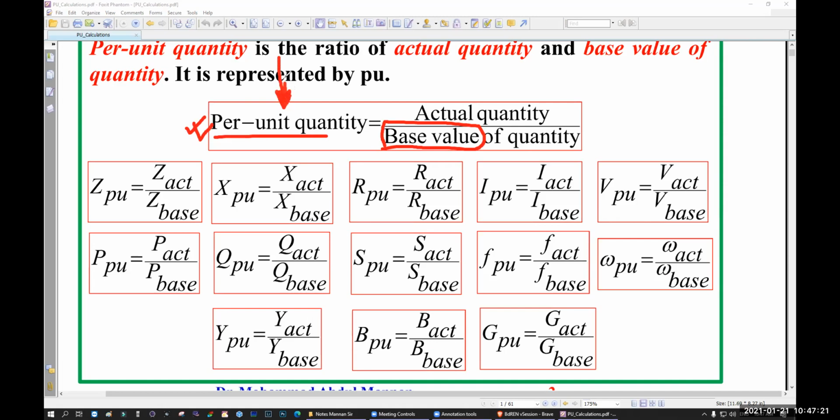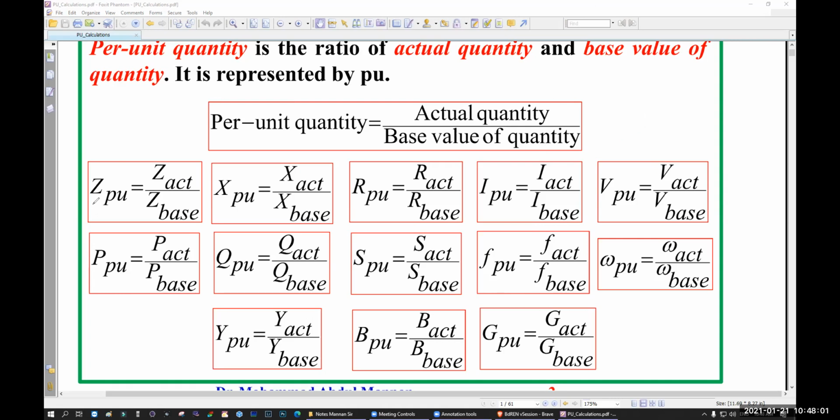Unit means voltage, current, ampere, volt ampere, nothing, because the actual quantity has a unit, base quantity has a unit, right? So both of them will cancel each other. And if it has kilovolt, this one will also have kilovolt. So kilovolt will be gone. So what will be the unit? No unit. But sometimes you can write PU. PU means an indication that it is a per unit. PU, per unit.